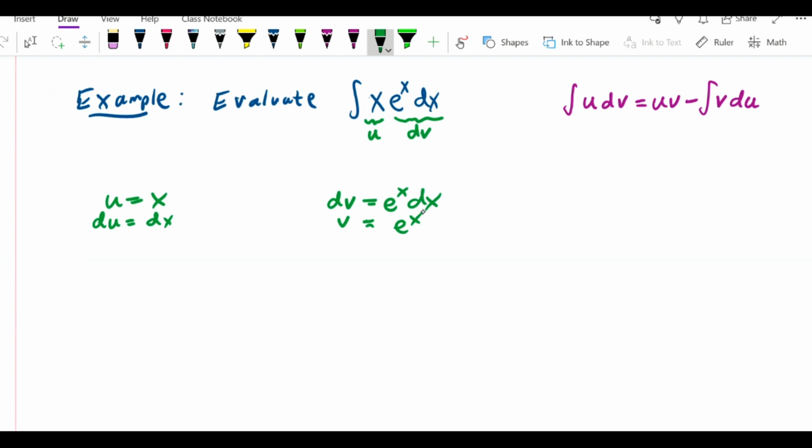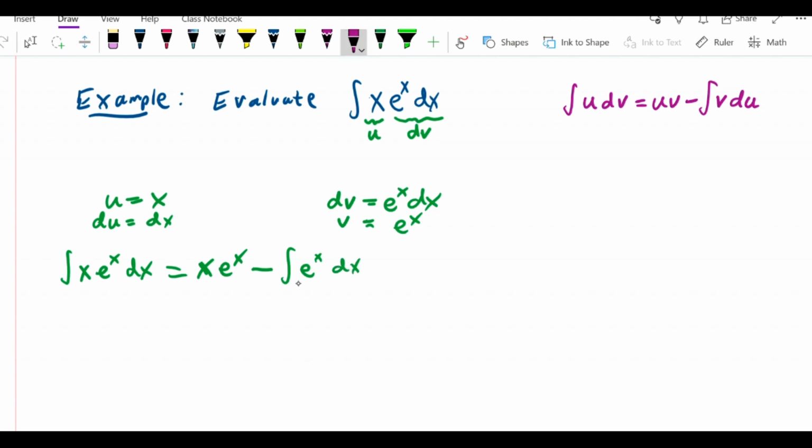So what we can now say is that the integral of x e to the x dx, that's u dv, is going to be equal to u times v. So we'll just read right off this table here. That's going to be x e to the x minus the integral of v du, which is going to be e to the x dx.